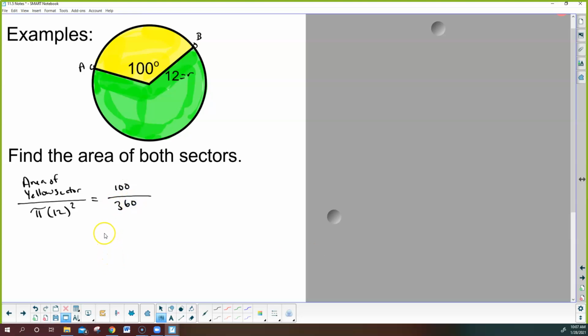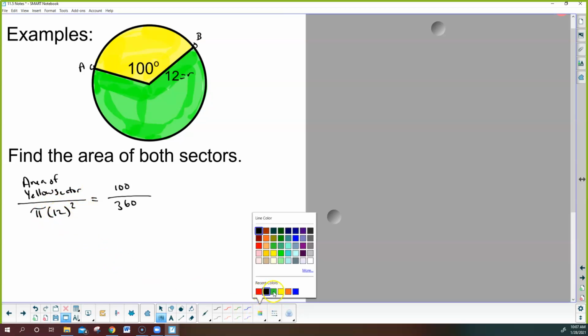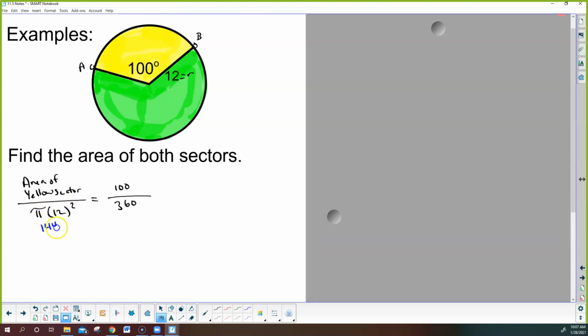Now let's find the exact answer here, so we just get practice with that. When I do that, I'm going to calculate the entire area of the circle is 12 squared times pi, or we're going to call that 144 pi. And then we're going to multiply that by 100. So I'll get a pretty big number. And then we're going to cross multiply.